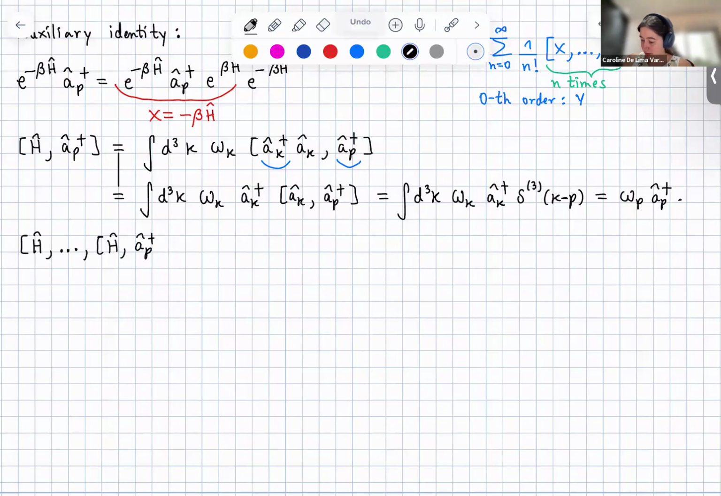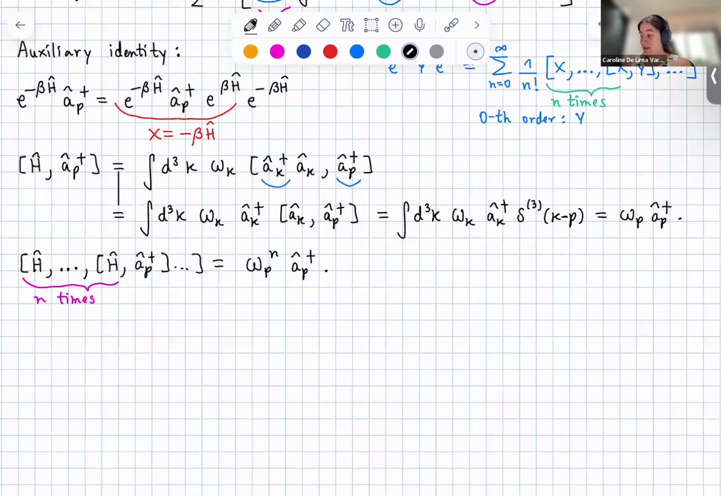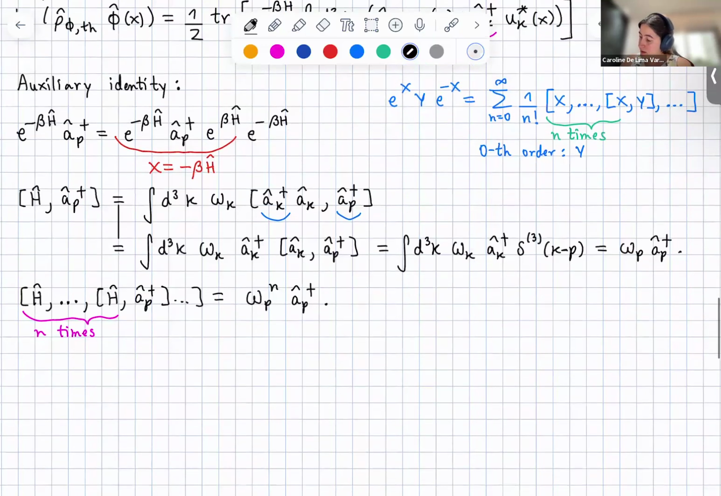That's it, right? Maybe here. This being the nth order, so n times. What I'm going to get is simply omega p to the power n times AP dagger. Okay, so let's write this result using the formula that I shared with you guys earlier.